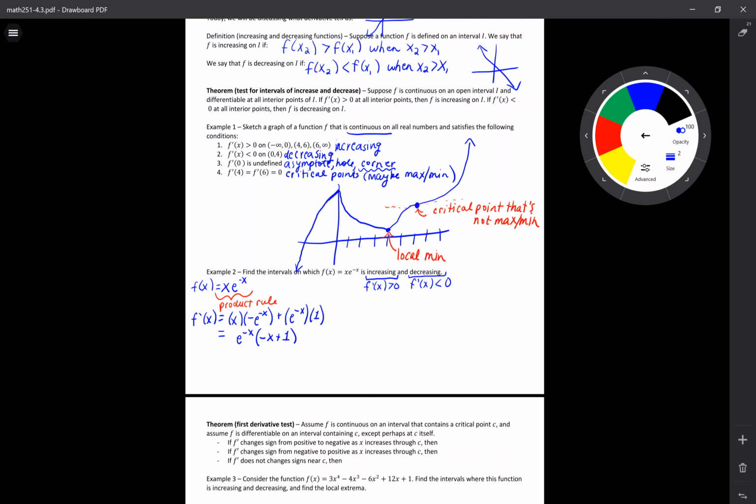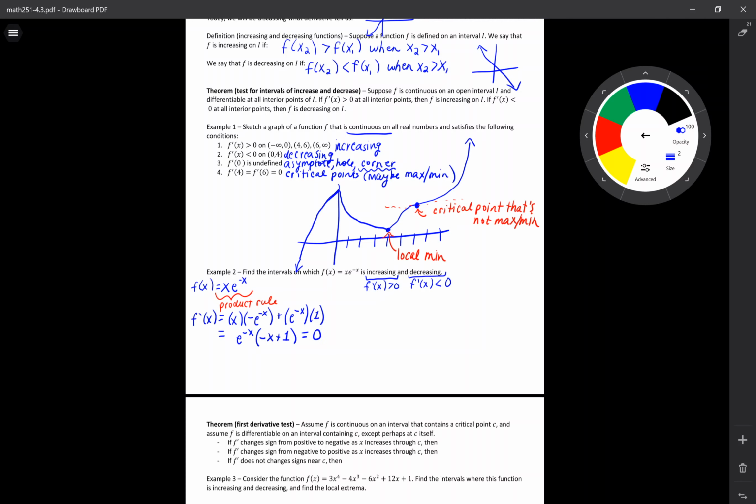So I'm trying to find where f prime of x is greater than 0 and less than 0. So the first thing I'm going to do is see where they are equal to 0. And what are we finding here? Well, we're finding our critical points, right? Our critical points are when f prime is equal to 0 or not defined. So I'm going to set this equal to 0.